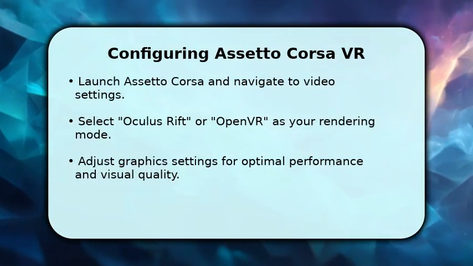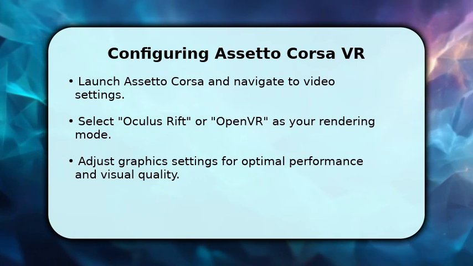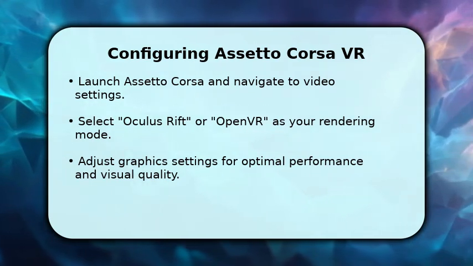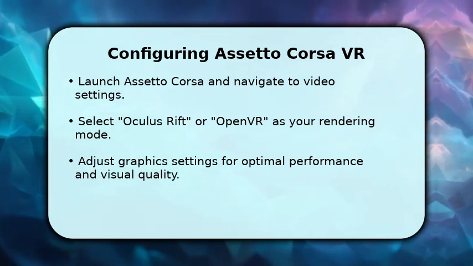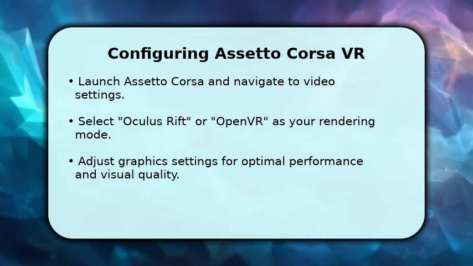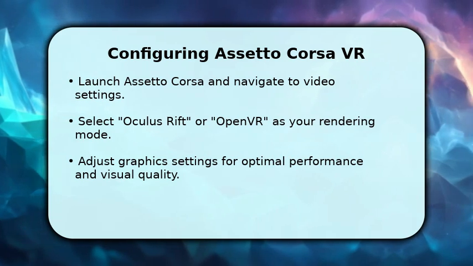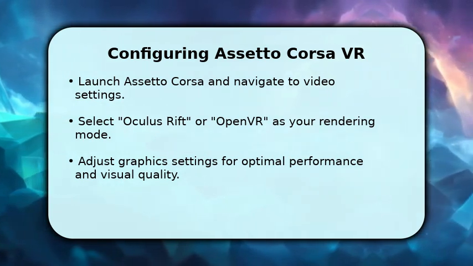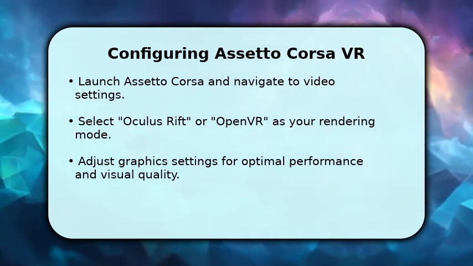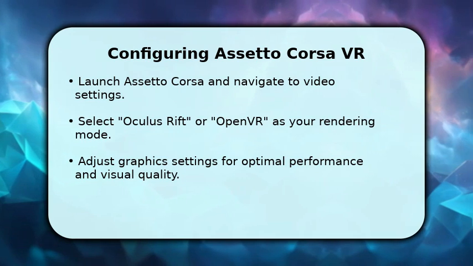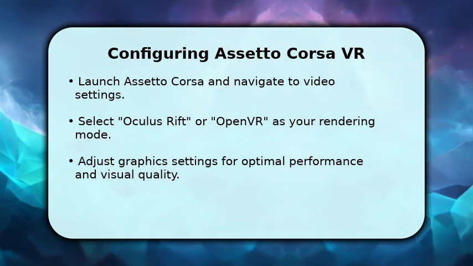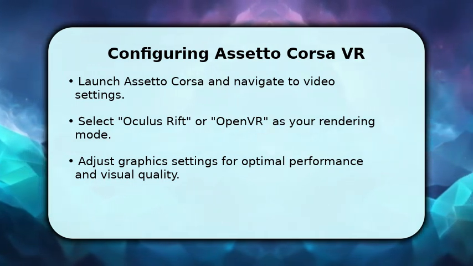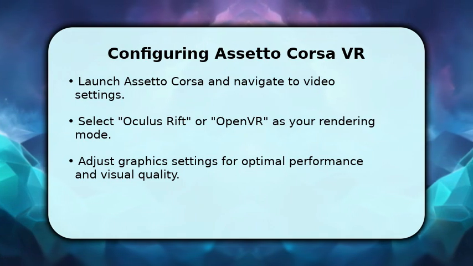Once your headset is connected, launch Assetto Corsa. Head into the game's video settings menu. Here, you'll need to select either Oculus Rift or OpenVR as your preferred virtual reality rendering mode. Experiment with different graphics settings to find the perfect balance between visual fidelity and smooth frame rates. Lowering some settings can significantly improve performance, especially if your PC is not top tier.